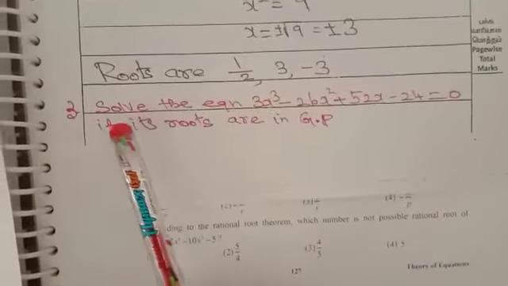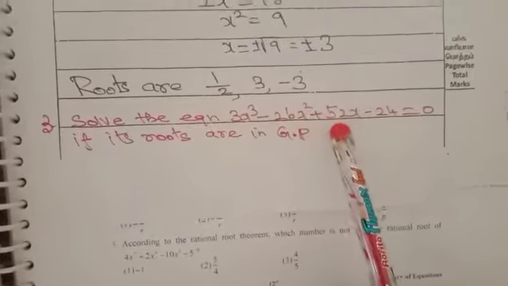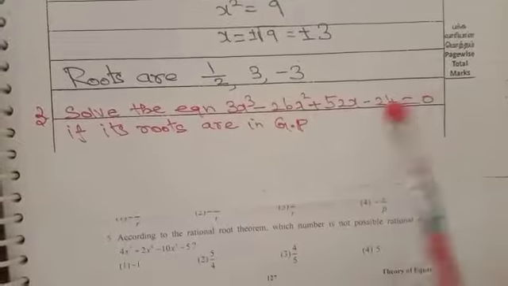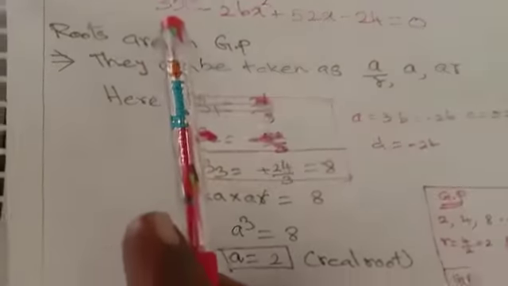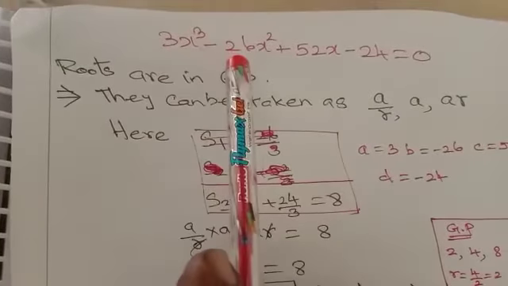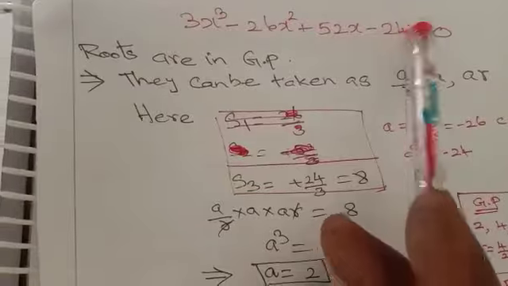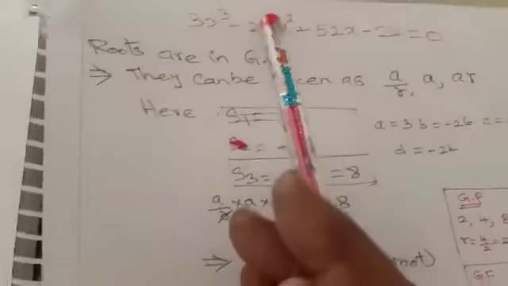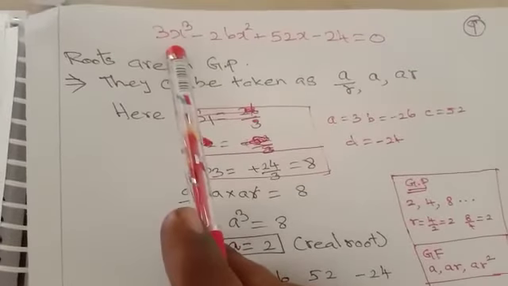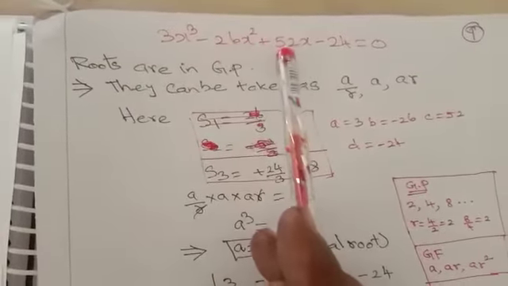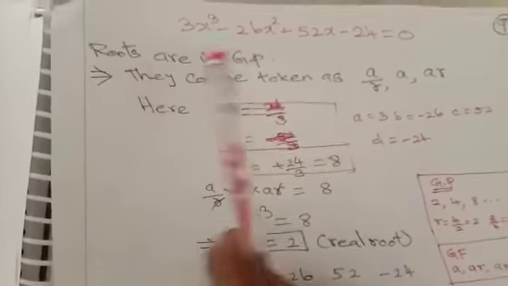Problem number 3. Solve the equation 3x cube minus 26x square plus 52x minus 24 equal to 0 if its roots are in GP. What is given? 3x cube minus 26x square plus 52x minus 24 equal to 0. We are taking the given equation is 3x cube minus 26x square plus 52x minus 24 equal to 0, given that roots are in GP.